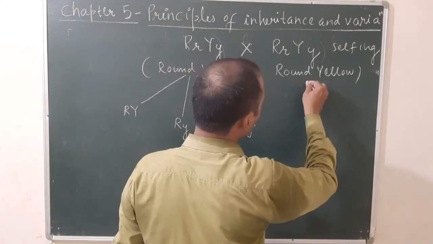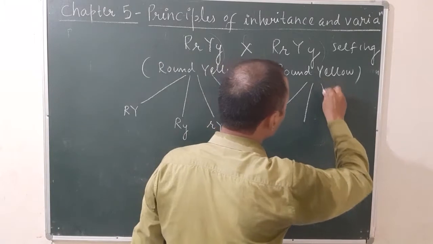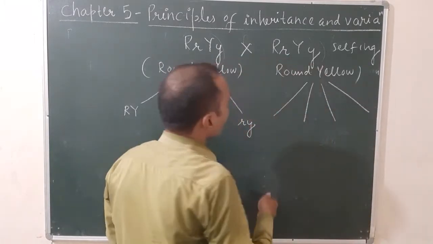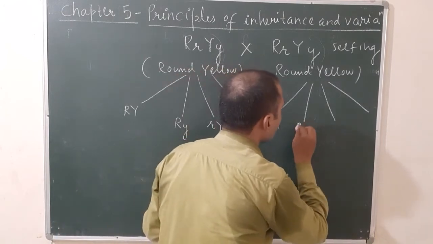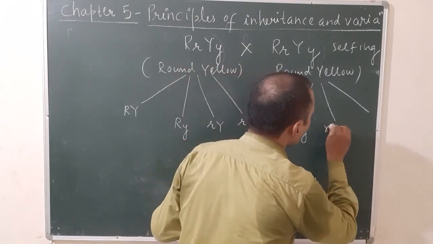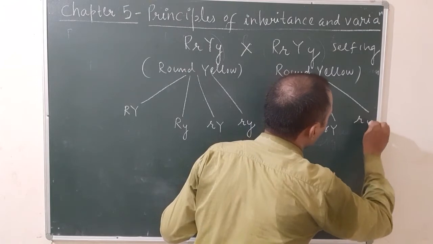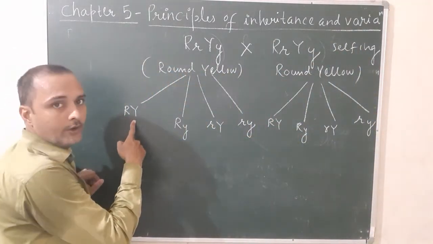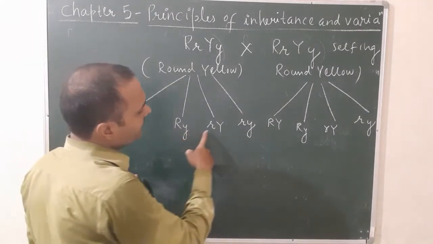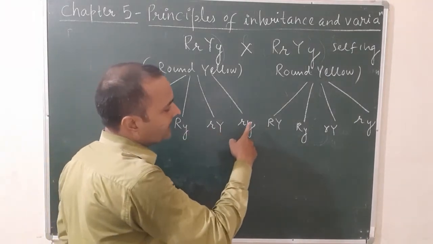It will also produce the same type of gametes. And these gametes are capital R capital Y, capital R small y, small r capital Y, small r small y. What is the phenotype of this gamete? Round and yellow, round and green, wrinkled and yellow, wrinkled and green.